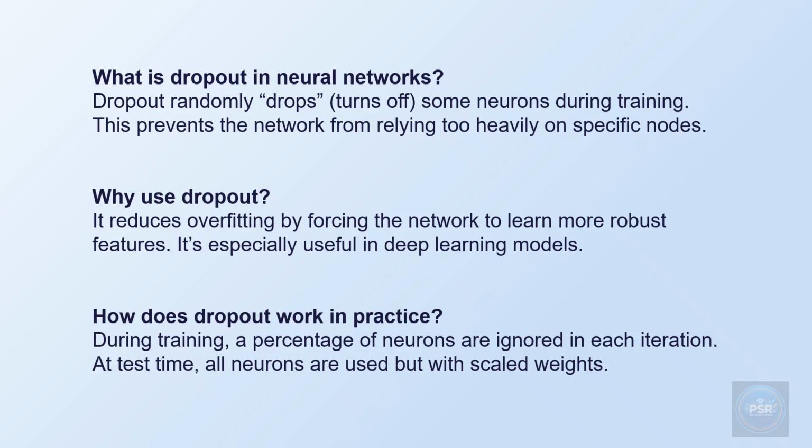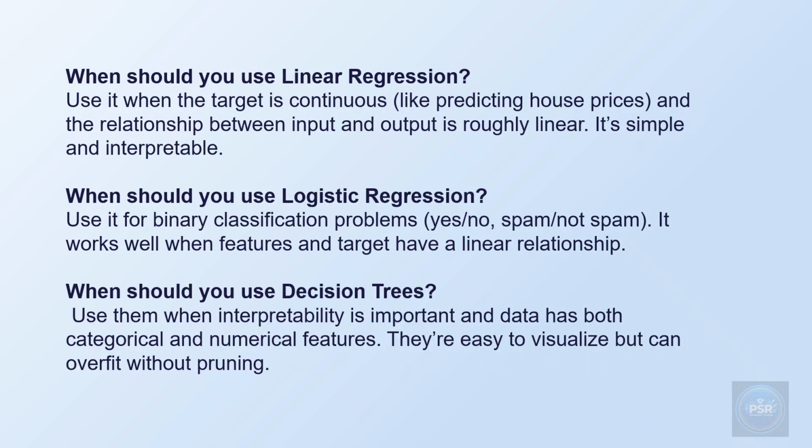At test time, all neurons are used, but with scaled weights. When should you use linear regression? Use it when the target is continuous, like predicting house prices, and the relationship between input and output is roughly linear. It's simple and interpretable.